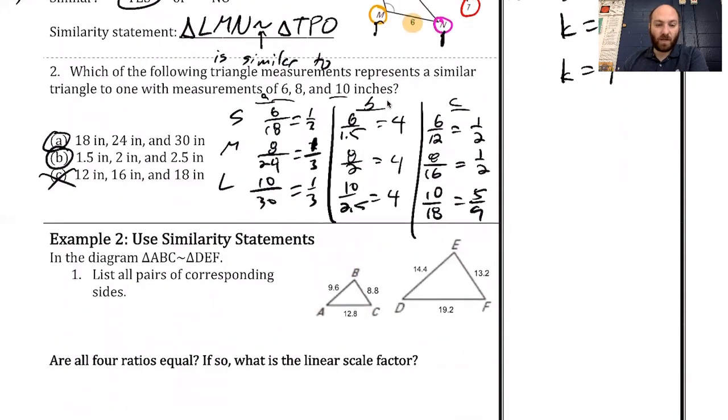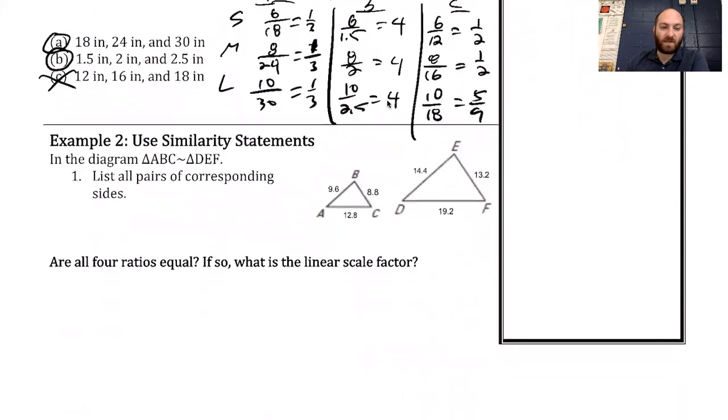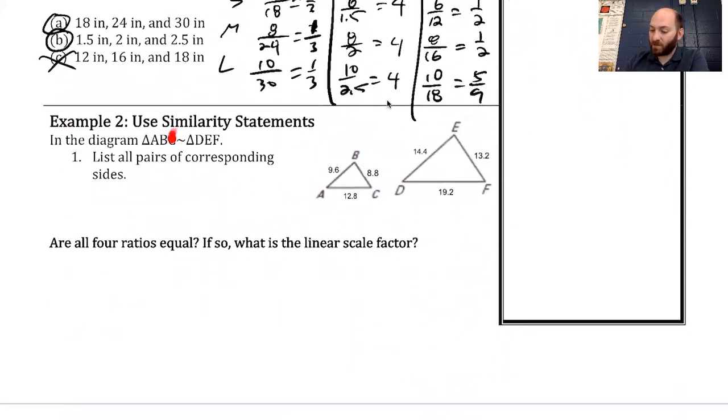All right, so let's talk about this. In the diagram, ABC is similar, remember they're similar, to triangle DEF.